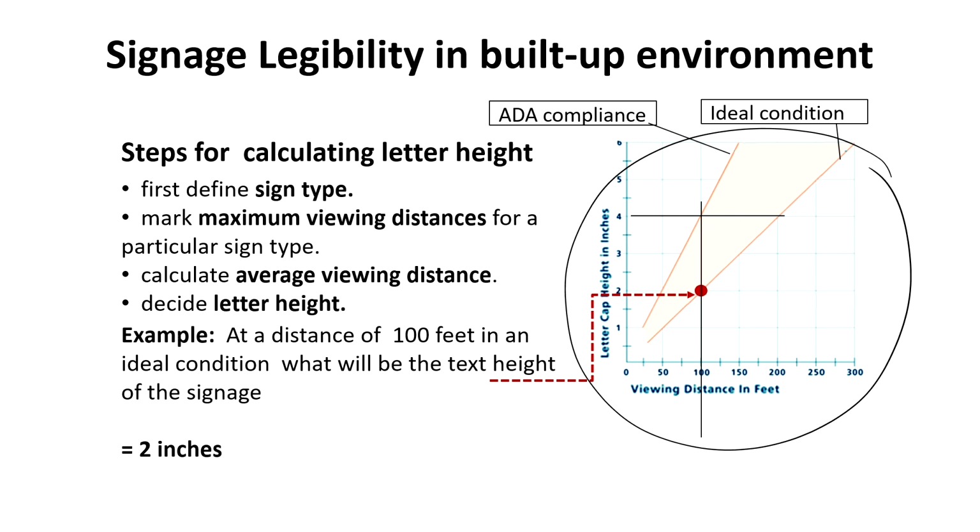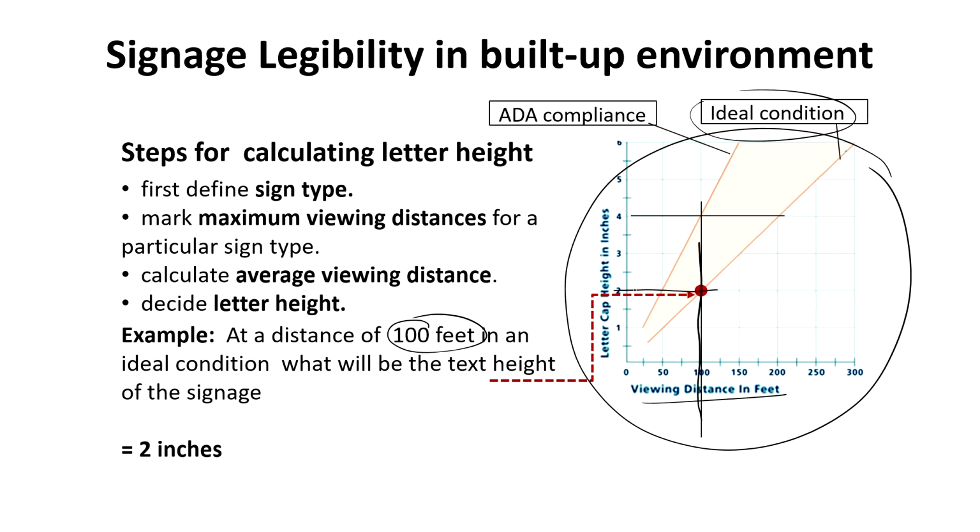I am standing at 100 feet, that is, in the graph I go with the viewing distance. So, I take this sign. If I am standing at 100 feet, what should be the height of my text? If I look at the normal condition, which is ideal conditions, it has to be something around 2 inches.